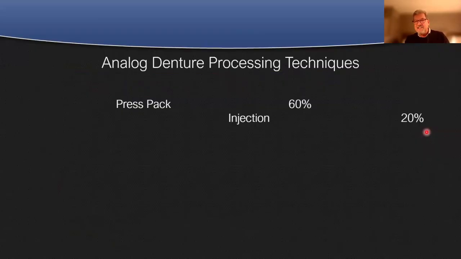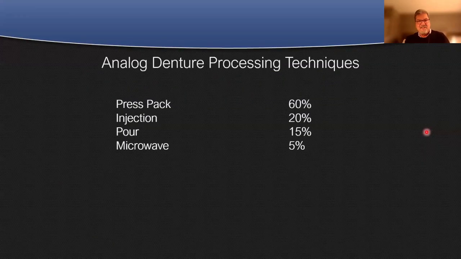So we're talking about processing techniques. We're coming to the close of the seminar here. Press back is still number one. Injection is number two. Pour acrylic is about 15%. Pour acrylic is okay, but there's a lot of free monomer for those patients who can't tolerate that free monomer. And the microwave technology is a great technology, and not that many people are using it. You can cure a denture in 4 minutes, and all that free monomer is dispersed out of the denture, and it really works out well with the material.